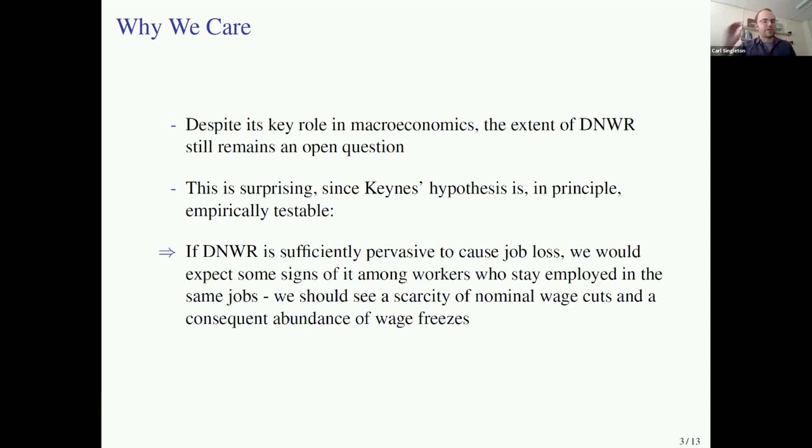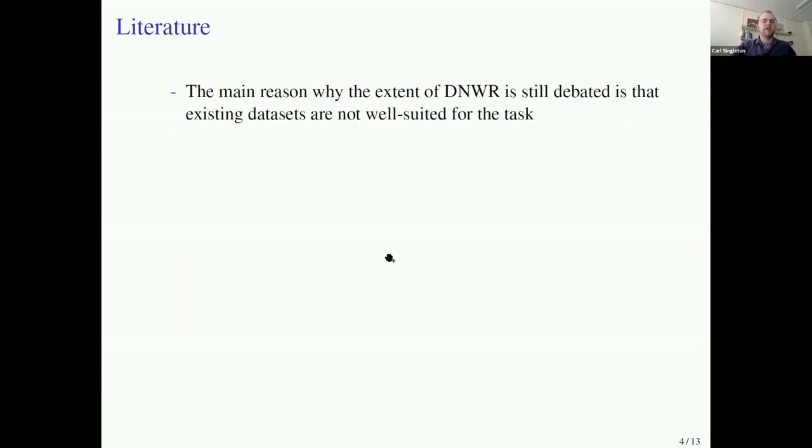If downward nominal wage rigidity is pervasive in the labor market, if it's sufficiently present to cause job loss, then we would expect to see it among workers who stay employed in the same jobs. We would expect to see some evidence of it in the wage change distributions. We should expect to see a scarcity of nominal wage cuts and a consequent abundance of wage freezes. So in theory, that all sounds like it should be quite easy to test.